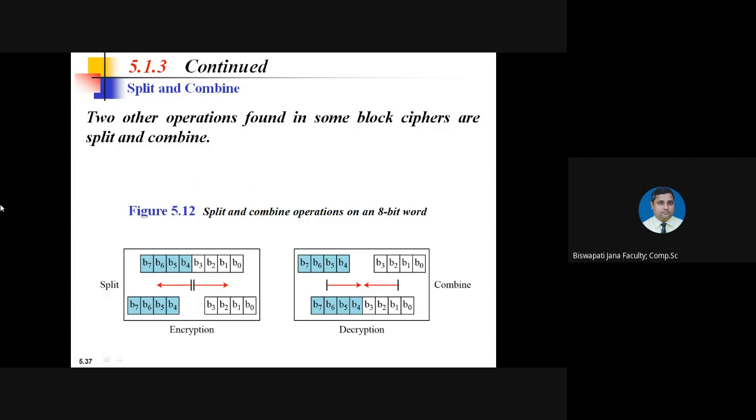Split and combine. Sometimes you can use the splitting operation. Suppose you have 8 bits, now you split these into 4 and 4. This is called splitting, and then you can add these two parts and combine the data to get the original. So splitting and combining can be used in different parts when a technique is being developed.